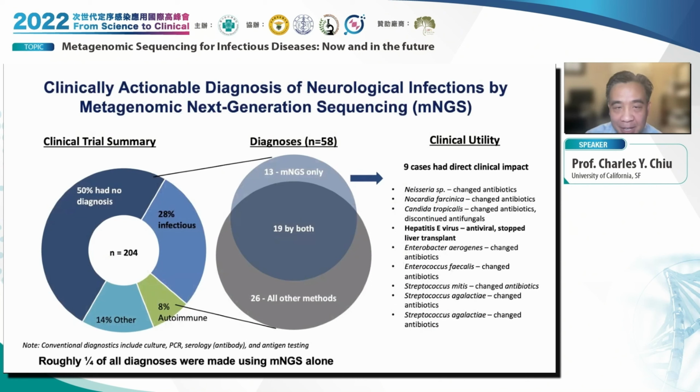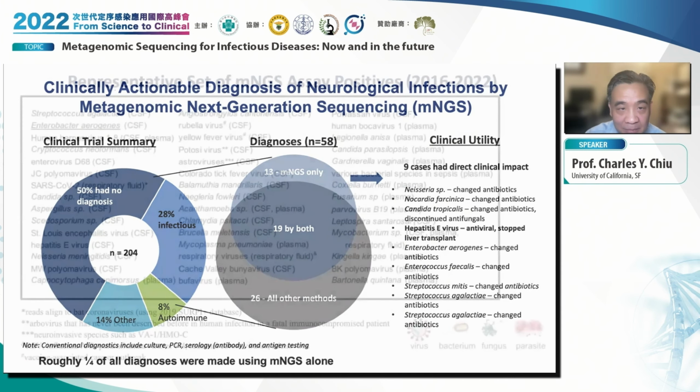I just want to simply highlight that a key finding from the study was that roughly a quarter of all infectious disease diagnoses were made using metagenomic sequencing alone. And this is really important because it suggested that metagenomic sequencing as a test could be complementary to existing tests, and it would result in increased diagnostic yield for these difficult to diagnose patients.